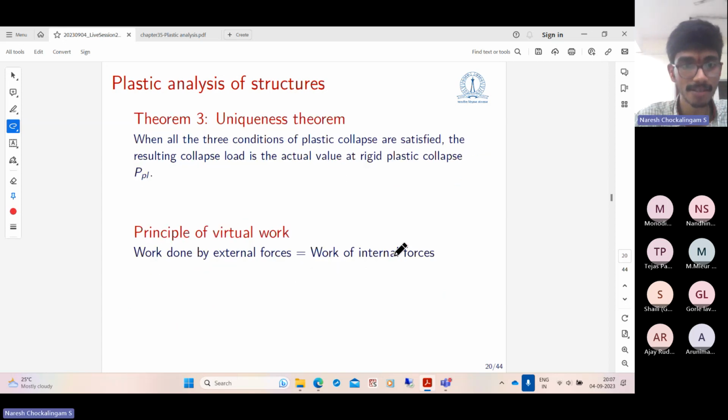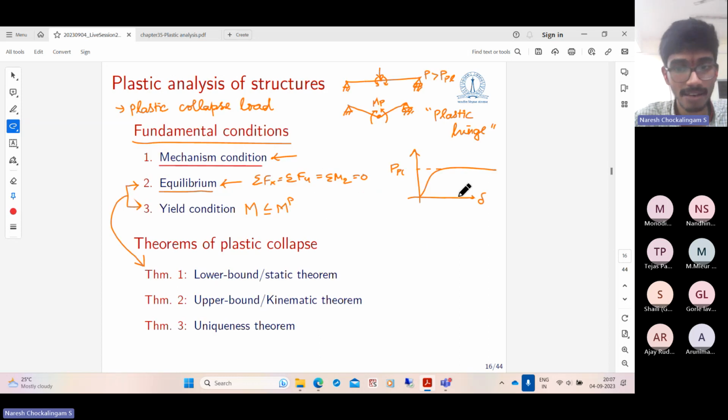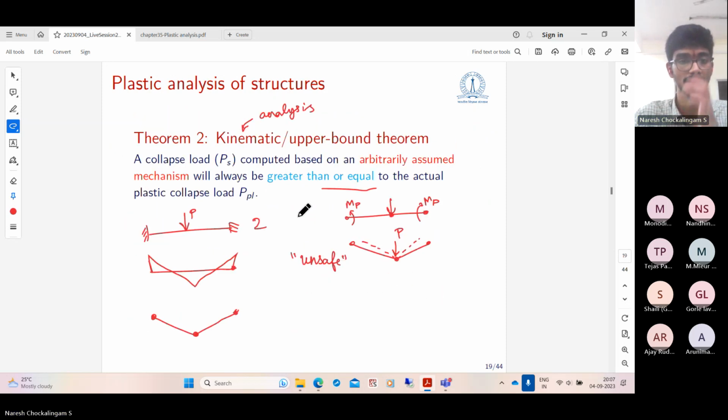Then you have the third theorem, which is nothing but if you satisfy all the 3 conditions here, at the verge of collapse, when the structure is at the verge of collapse, it forms a mechanism. The internal forces are in equilibrium with the external applied forces, and it also obeys the yield condition. That is, the moment is always less than or equal to MP at all points in the structure.